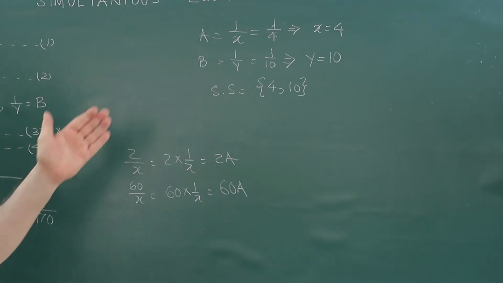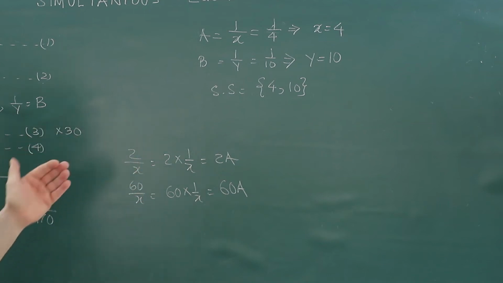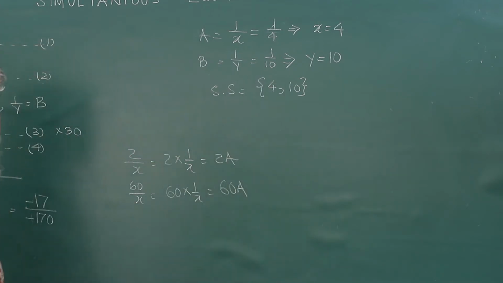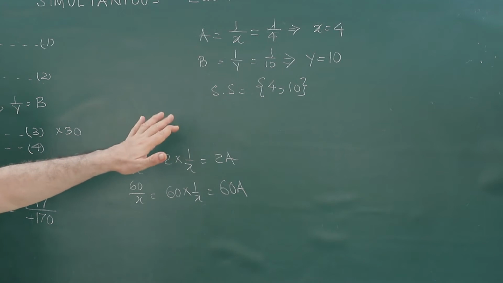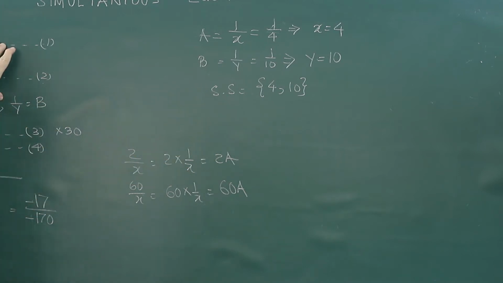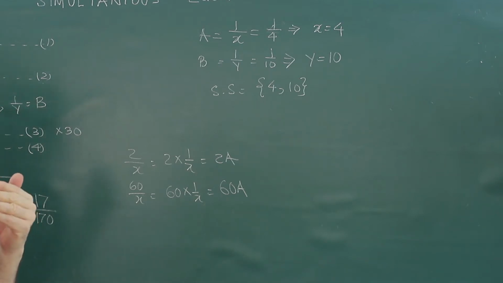So 1 upon y is equal to 1 upon 10. That means y is equal to 10. That indicates that the solution set will be x is equal to 4 and y is equal to 10. If you substitute the value of x as 4 and y as 10 in these two equations, both the equations should be satisfied.